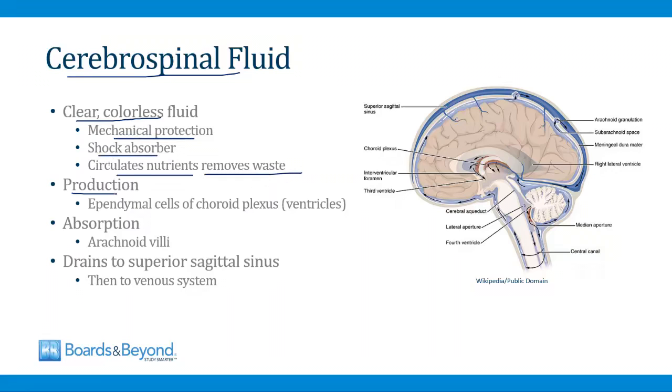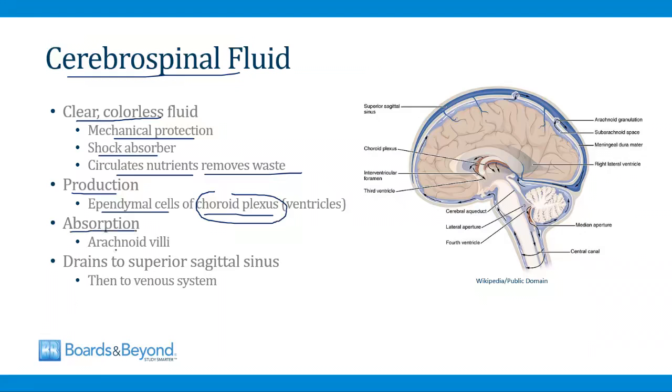CSF is produced by ependymal cells of the choroid plexus. So ependymal cells are the epithelial cells that line the ventricles, and some of them will become specialized and form a structure in the ventricles called a choroid plexus, and this will secrete cerebrospinal fluid.